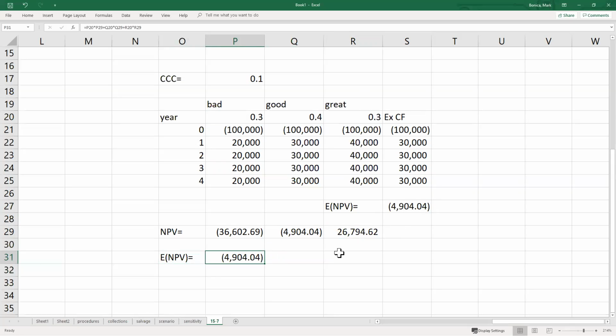So the answer to the question, is the project financially attractive? No, it's not at a 10% cost of capital.